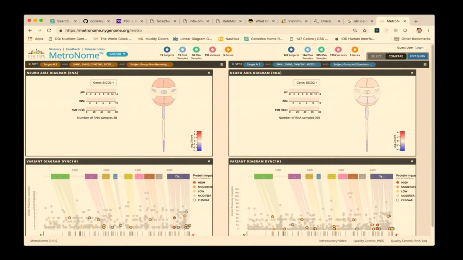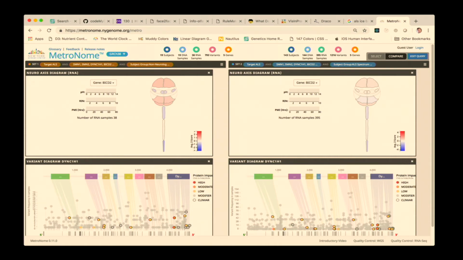All right, so here's what this looks like now in the whole context of MetroNome. So there's a lot going on here. We basically have two different queries. I don't know if you can still read that in the room, but basically I was selecting a bunch of genes here. So we're selecting a cohort of people that have mutations in those genes. And I filtered it by subject group and used the non-neurological controls over here. And then over on the blue side, we have ALS spectrum disease. So it's basically healthy people versus sick people.